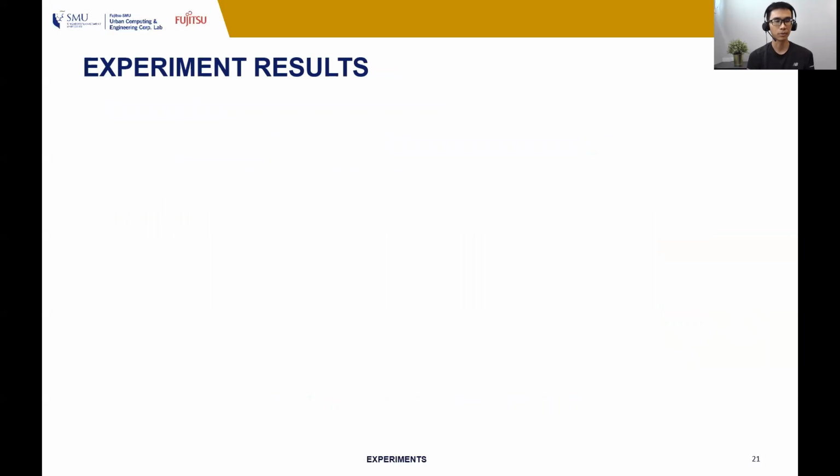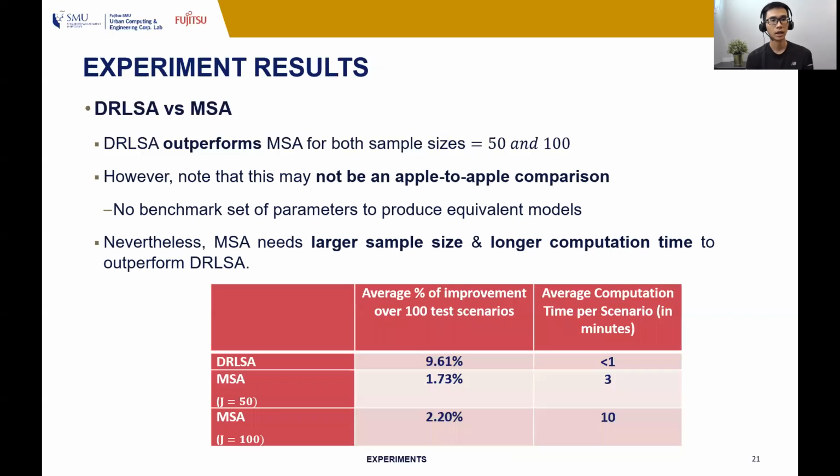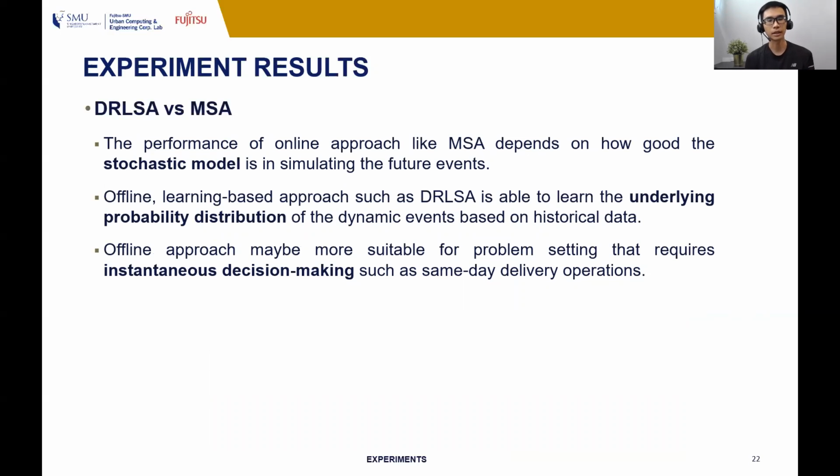Next, we compare DRSA against the online method MSA. Again, DRSA outperforms MSA for both sample sizes 50 and 100. Of course, this may not be an apples-to-apples comparison, but nevertheless, MSA needs a larger sample size and longer computation time to outperform DRSA. So here we can conclude that an online method like MSA might not be suitable in this problem setting because of the need for instantaneous decision making. So the offline approach that we are proposing is suitable for the problem setting.